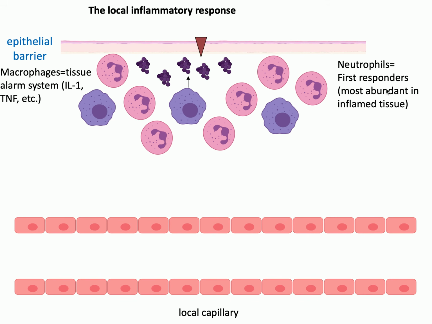These neutrophils I like to think of as our first responders. They are the first to migrate into an inflamed tissue, and they are the most abundant in inflamed tissues. Monocytes are also present in these inflamed tissues, except that once they migrate across the endothelial barrier into the tissue, they differentiate into macrophages. So monocytes can be found in circulation, but not in tissues. Macrophages are found in tissues, but not in circulation.